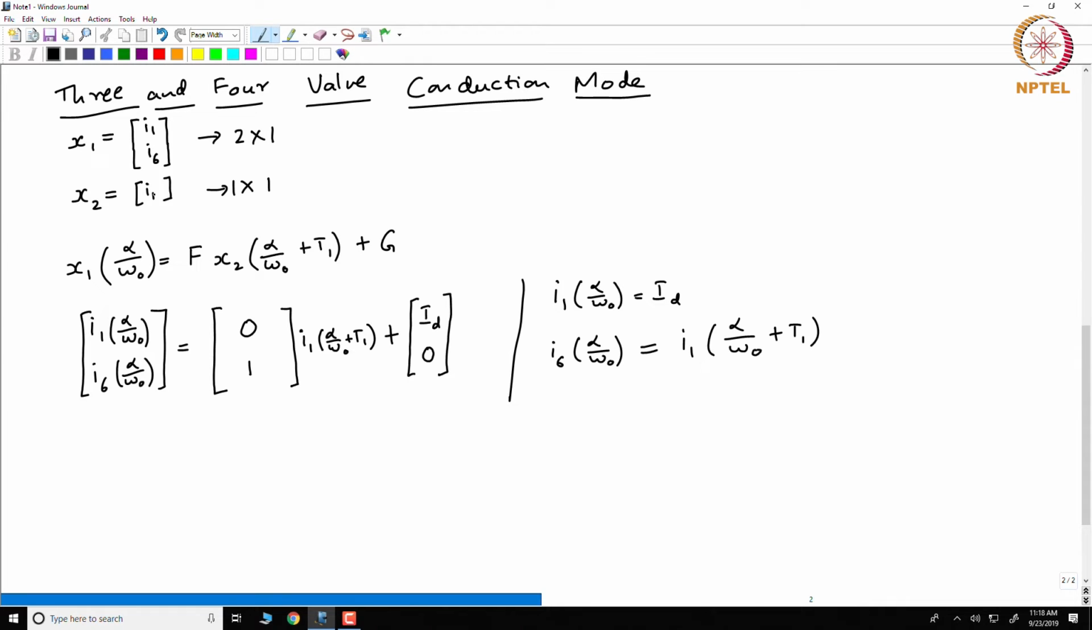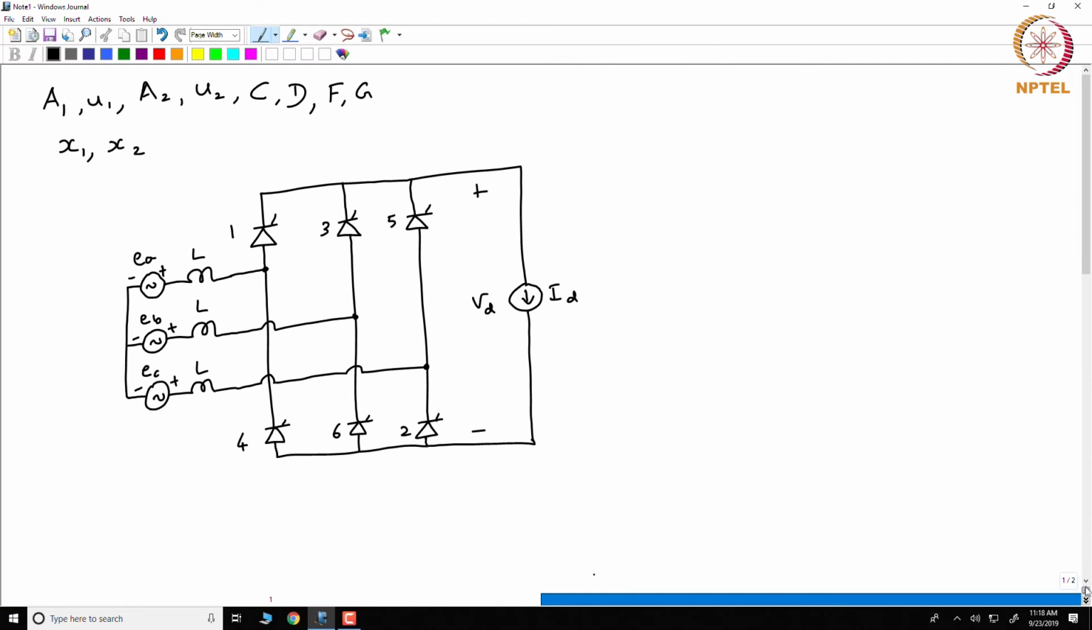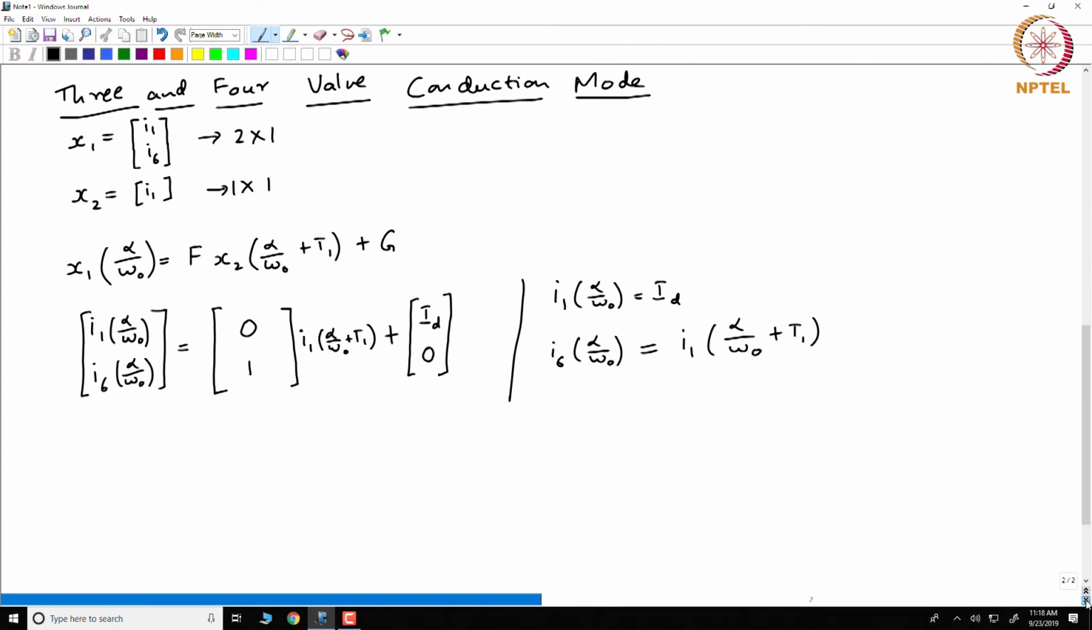Now let us get the other quantities A1, U1, A2, U2. And of course, please note this C and D. C and D matrices are actually known in advance if I know the size of x1 and the size of x2. So C and D is something which is very easy to find out. I will not try to find C and D, but A1, U1, A2, U2, and F and G are to be known. So what is A1?